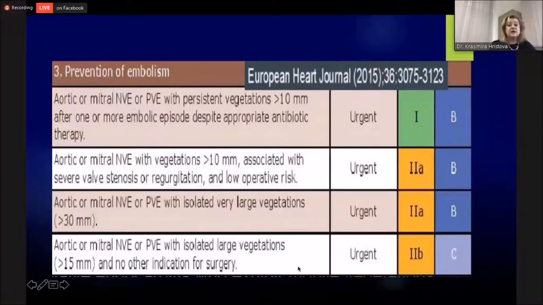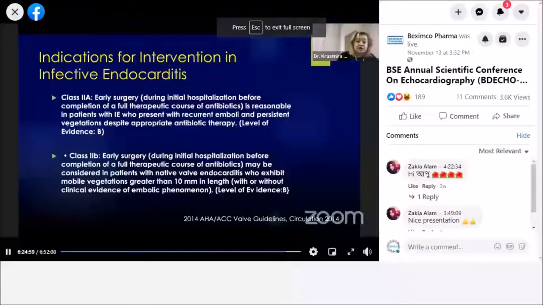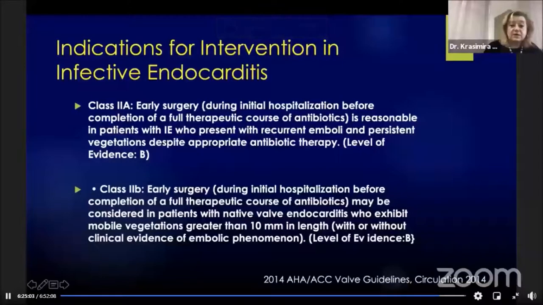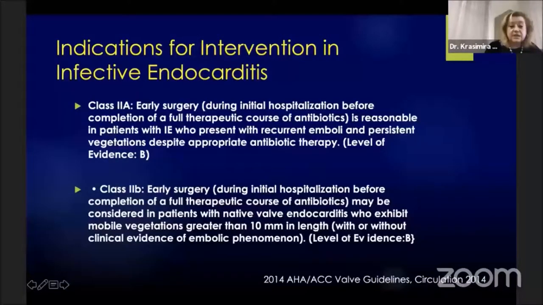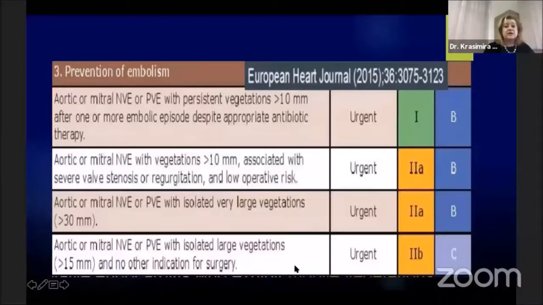This is the European guidelines for the prevention of embolism. When we have infective endocarditis of the aortic or mitral valve with persistent vegetation more than 10 millimeters after one or more embolic episodes, despite appropriate antibiotic therapy, we need urgent cardiac surgery and valve replacement. This is class 1B of the European guidelines.